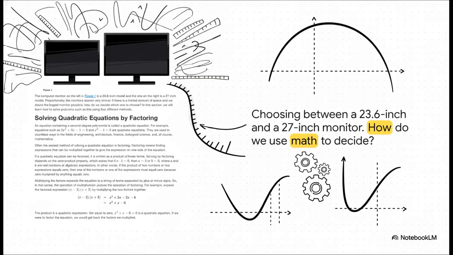It all starts with a pretty simple choice. Let's say you're buying a new computer monitor. You've got limited desk space, but you want the biggest screen you can get. This kind of decision, and so many others, in science, finance, you name it, they involve relationships that aren't just simple, straight lines. So how do we figure out the best answer when things get a little more curved? Well, the key is mastering the quadratic equation.